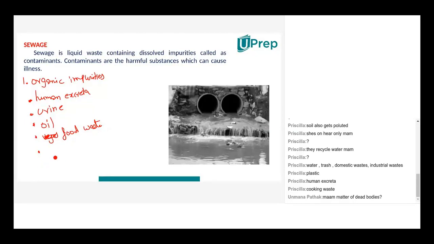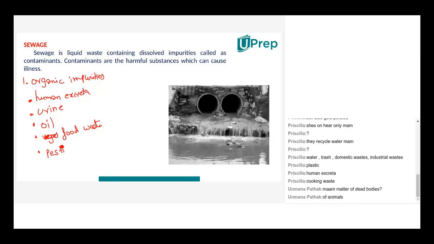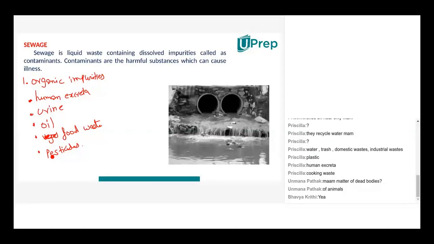It could also have certain pesticides, right? For example, your mother is washing certain fruits and vegetables in the kitchen, and from the outside a lot of pesticides are coming. So once she's washing all the fruits and vegetables with warm water, the pesticides also flow along with the water to the drain. Yes, dead bodies. This is what Unmana said, dead bodies of animals, also human beings.